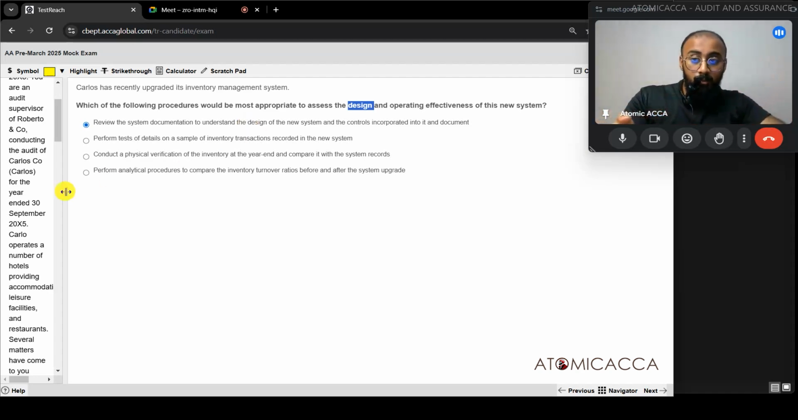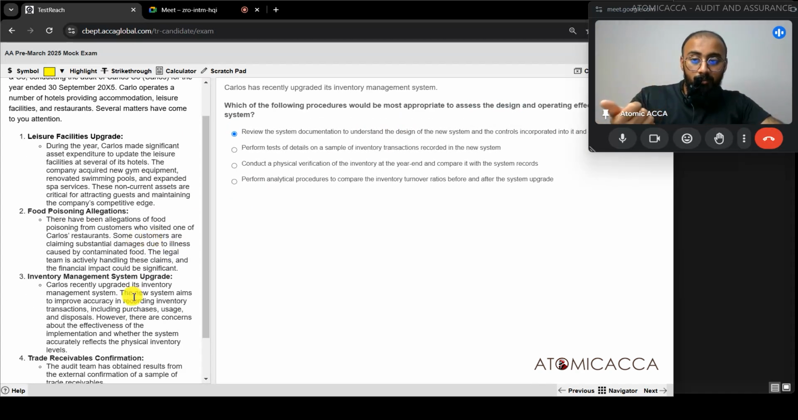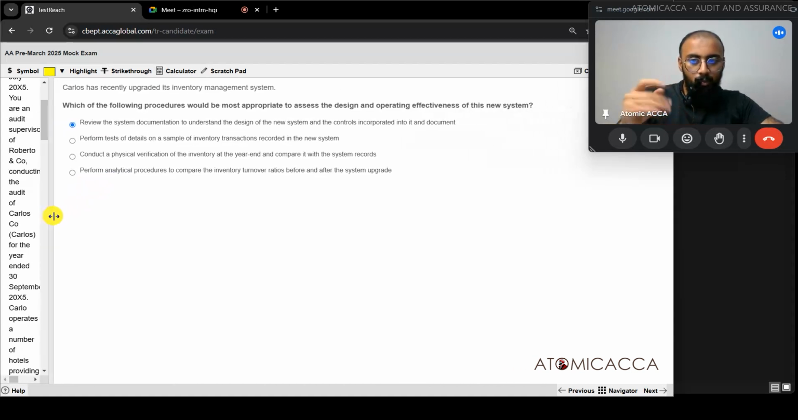There were more other things, whether they are recording properly about how many transactions are being done, how much purchase is being done, how the usage is being recorded, how disposals are being recorded. None of this is being found out in the second and third procedures. So 2 and 3 is out.